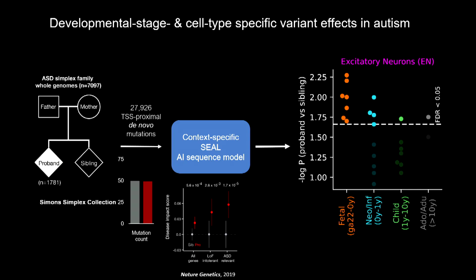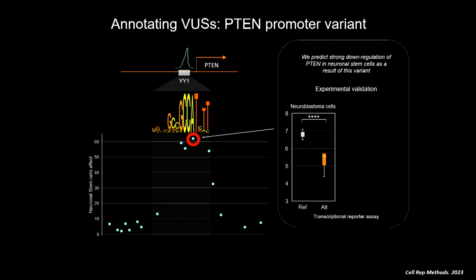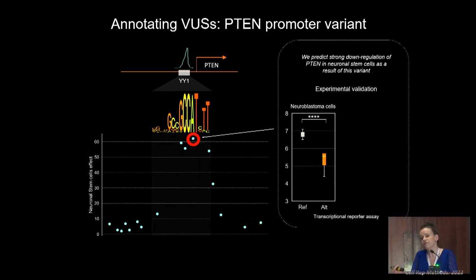And essentially now we have a hypothesis that there is a transient fetal cell state, specifically in excitatory neurons in the prefrontal cortex, that is significantly and specifically affected in the genomes of individuals with autism. And then we can actually verify these.